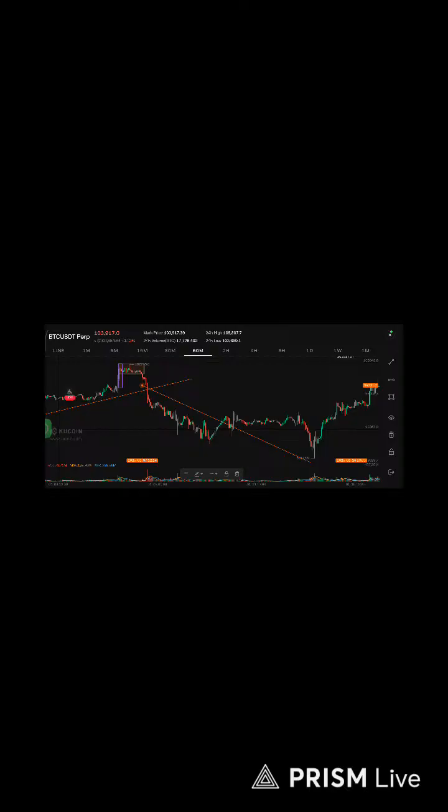So this is one of the functions of the evening star. The evening star shows a bearish reversal from an uptrend to a downtrend. All right, so it's very simple and easy to understand.